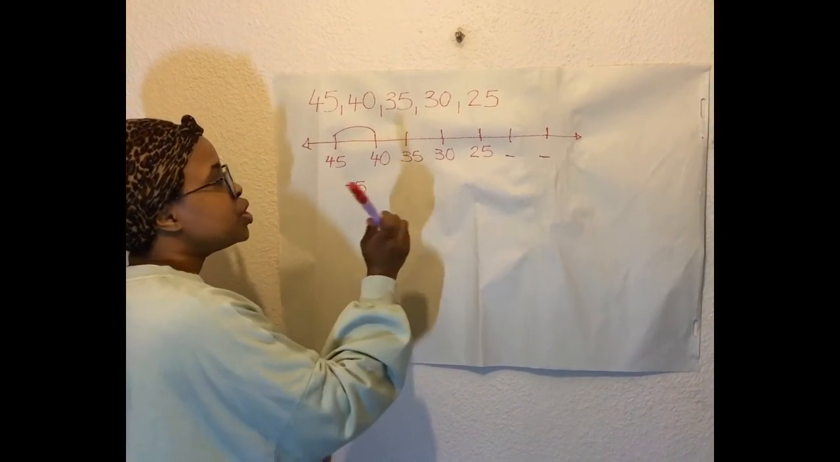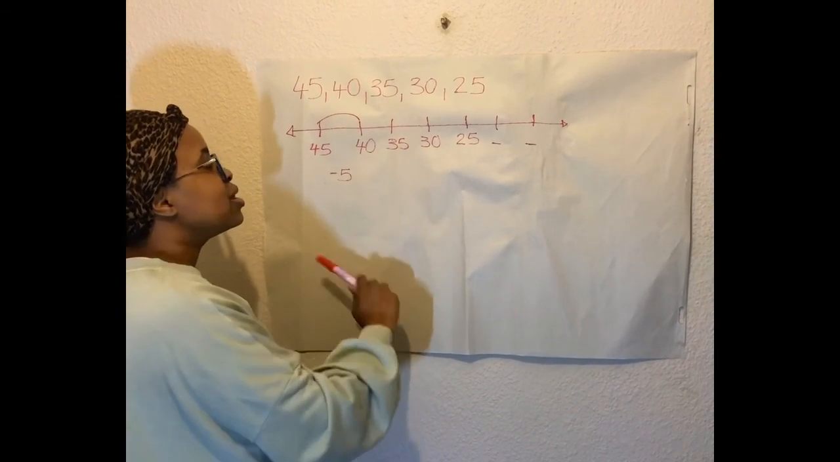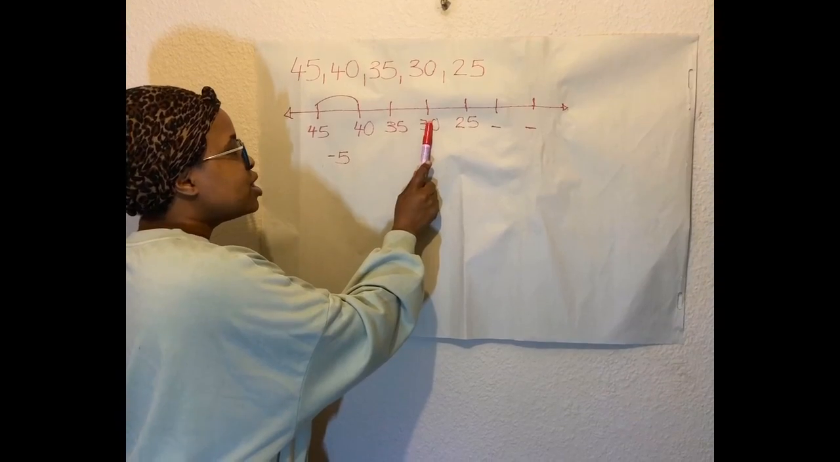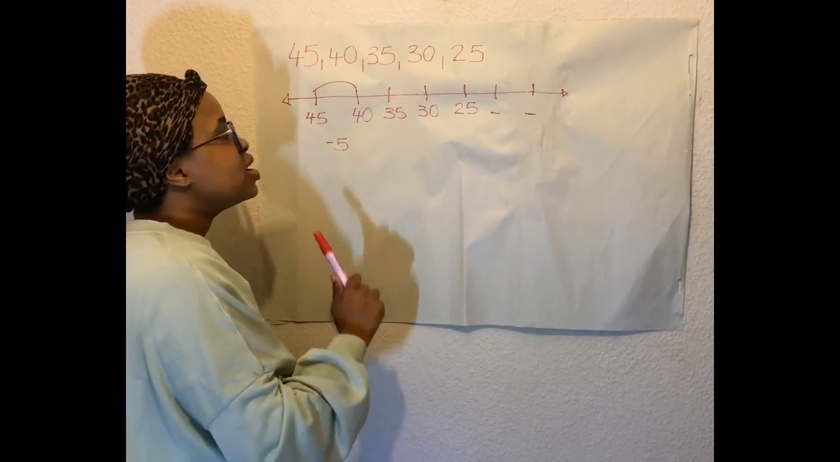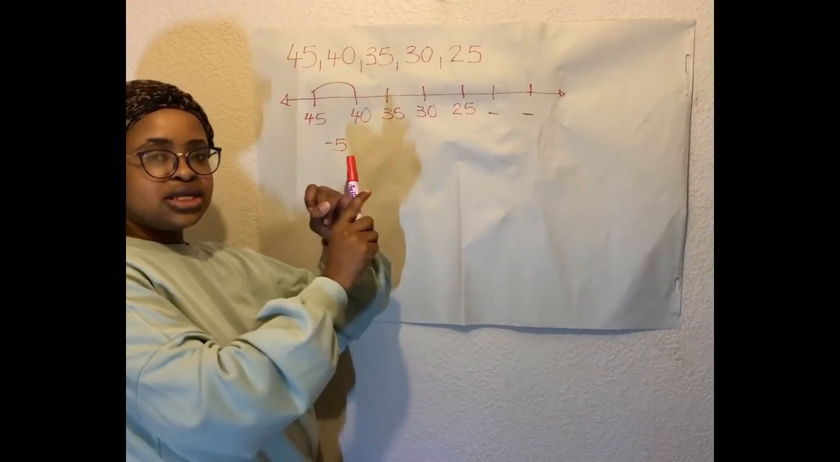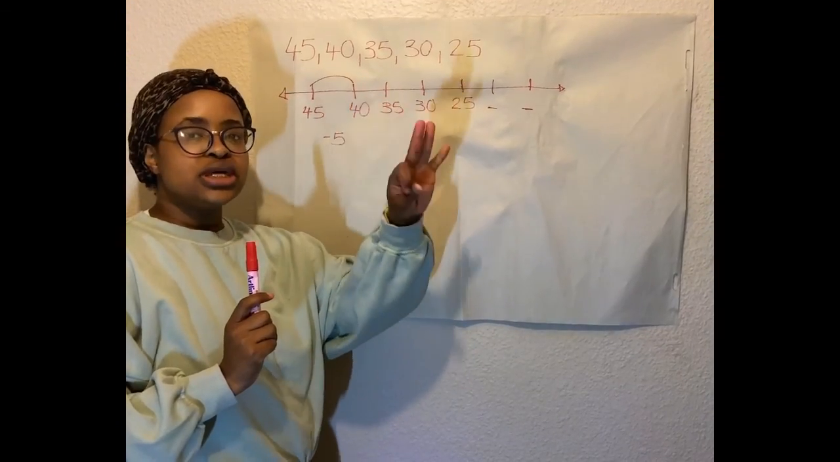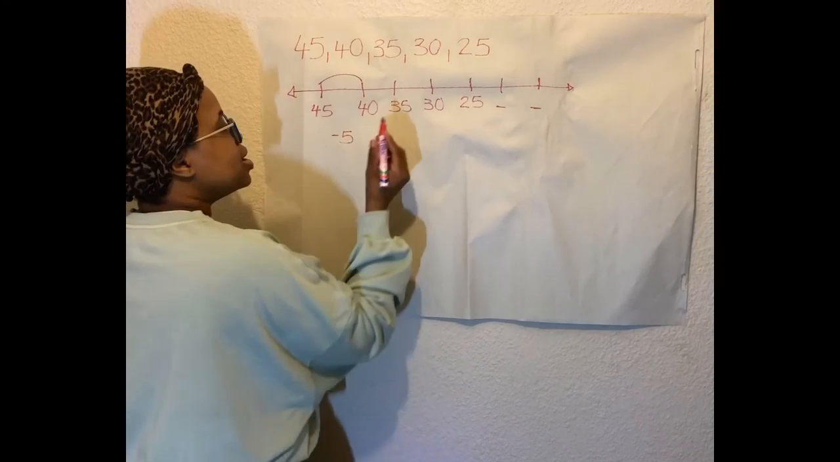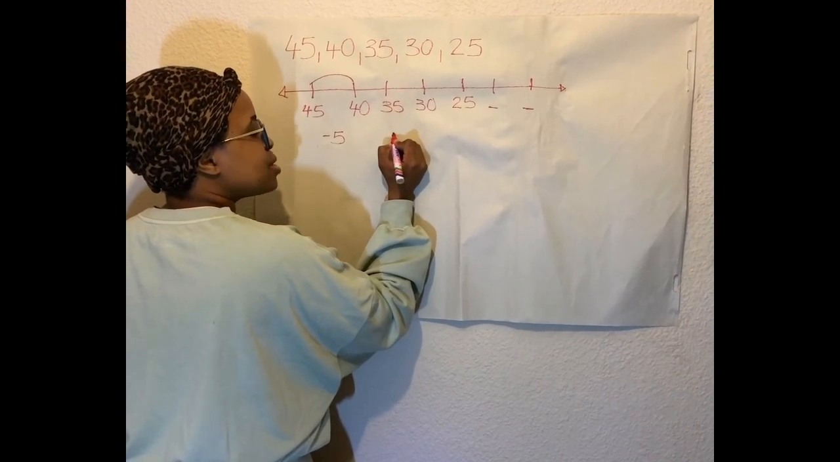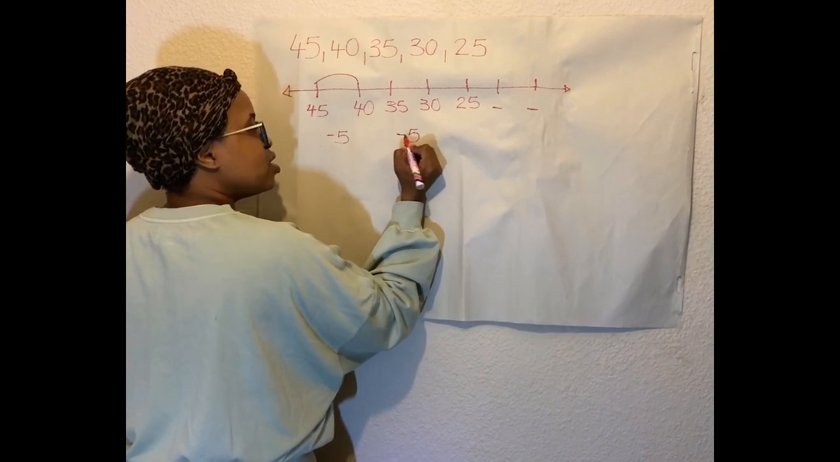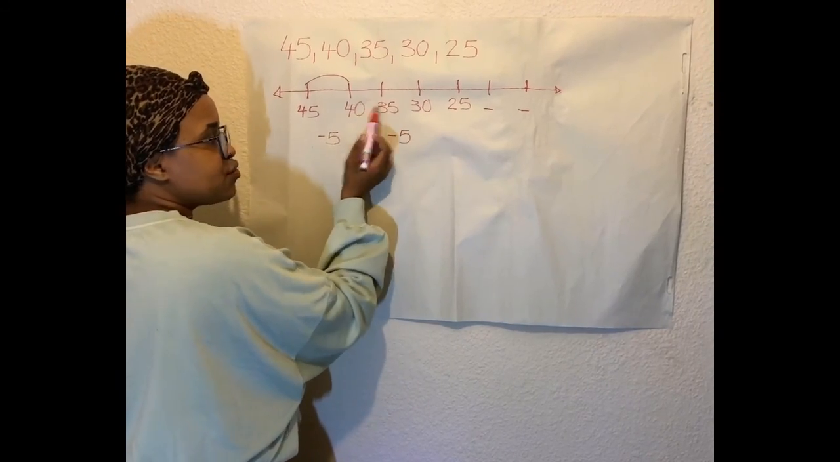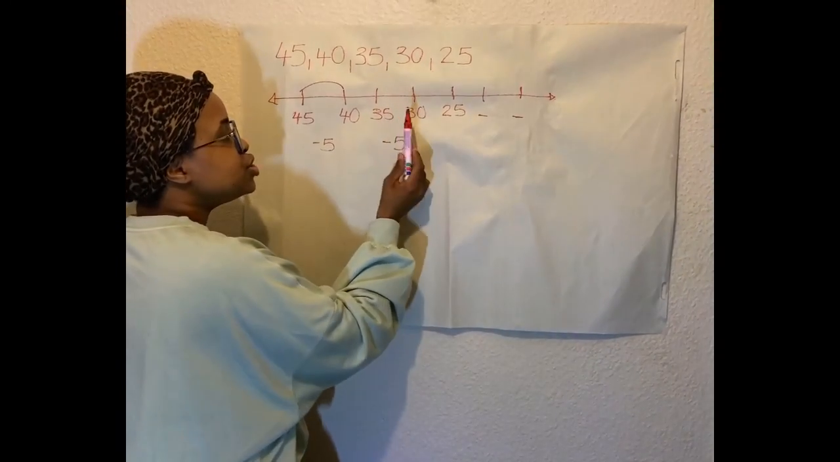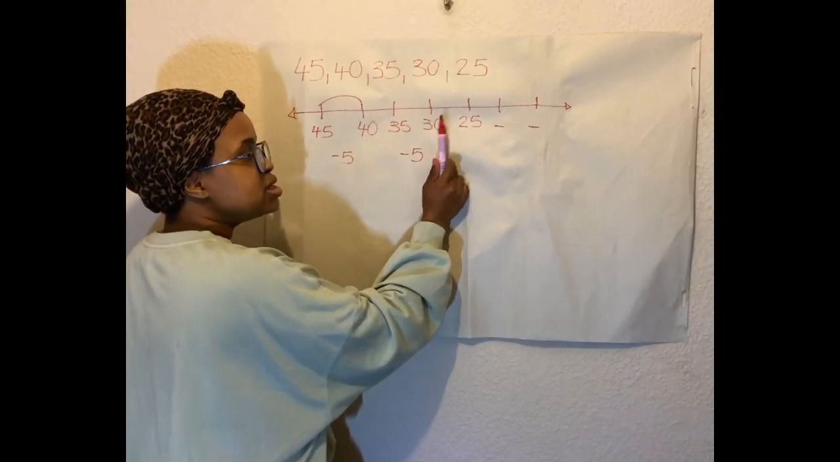So we're going to try it from the middle, from 30 to 35. 30, 31, 32, 33, 34, 35. It's the same. You subtract 5 to get 30 from 35. We're going to do the same thing here from 30 to 25.